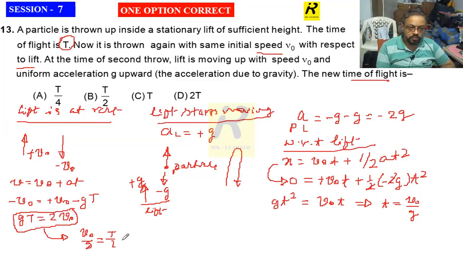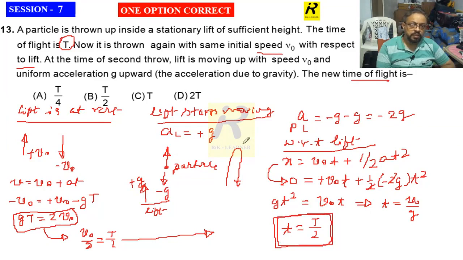So V0 divided by g is T divided by 2 from this relation. So now use this one in that equation. That means t is equal to, instead of V0 divided by g, I can write capital T divided by 2. So that means the time of flight in the second situation, when the lift is accelerated upward and moving with velocity V0, the time of flight of the particle inside will be capital letter T divided by 2. This should be the answer. So that means option B comes right.